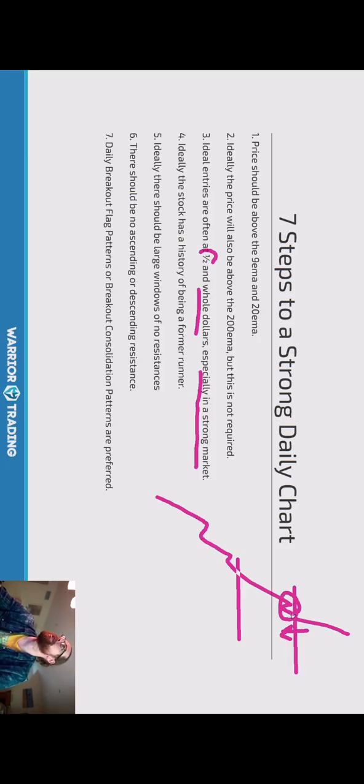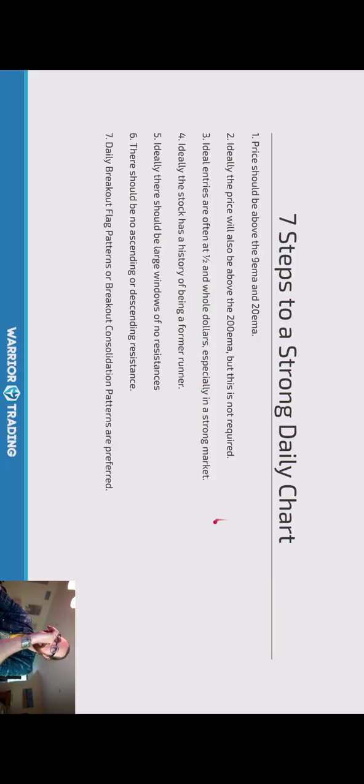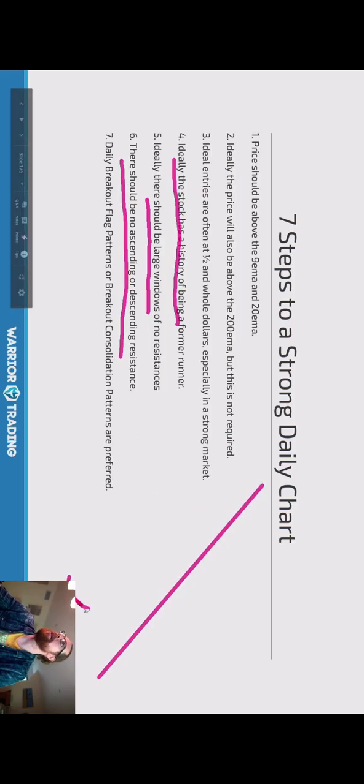So it's better during a strong market. It's kind of a way to chase it. During a weaker market, I would not be as likely to chase at a $0.50 or a whole dollar. Ideally, the stock has a history of being a former runner. Ideally, there should be large windows of no resistance formed by gaps or windows. There should be no ascending or descending resistance that's about to block the move coming up.